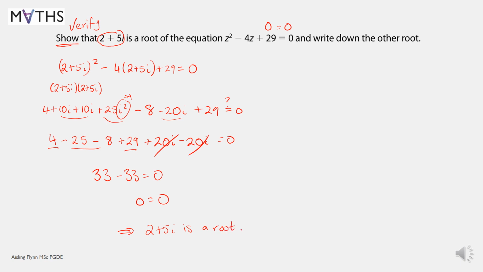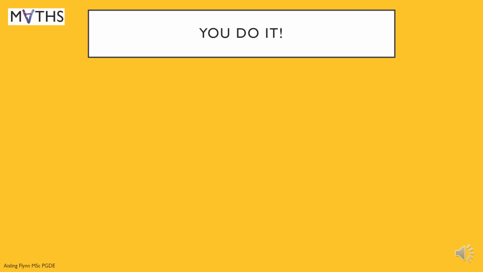And here's our second task: write down the other root. It's automatic by the conjugate root theorem. If 2 plus 5i is a root, then its conjugate, 2 minus 5i, is the other root. And that's that. Okay, now you do that.